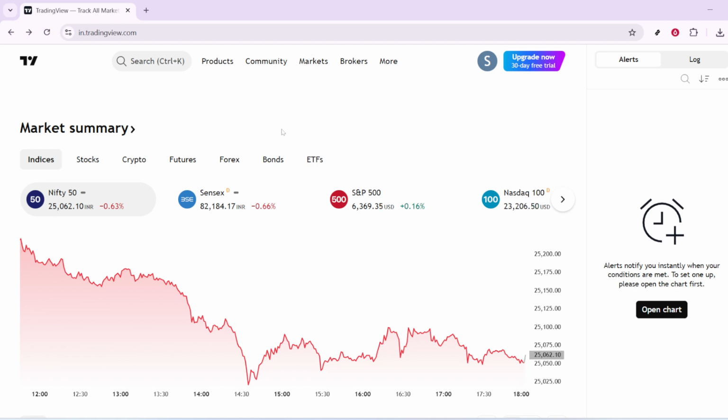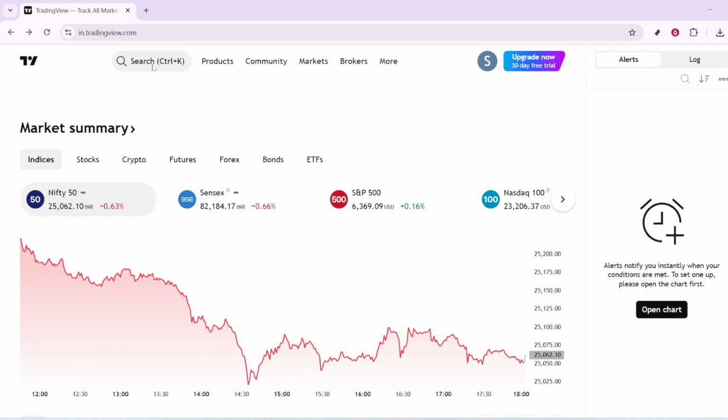First, let's head over to the TradingView website. It's the hub where you'll be able to track all markets in real time, which is crucial for making informed trading decisions. This site is loaded with features, so stay with me as we navigate to the ones that are essential for you to focus on.